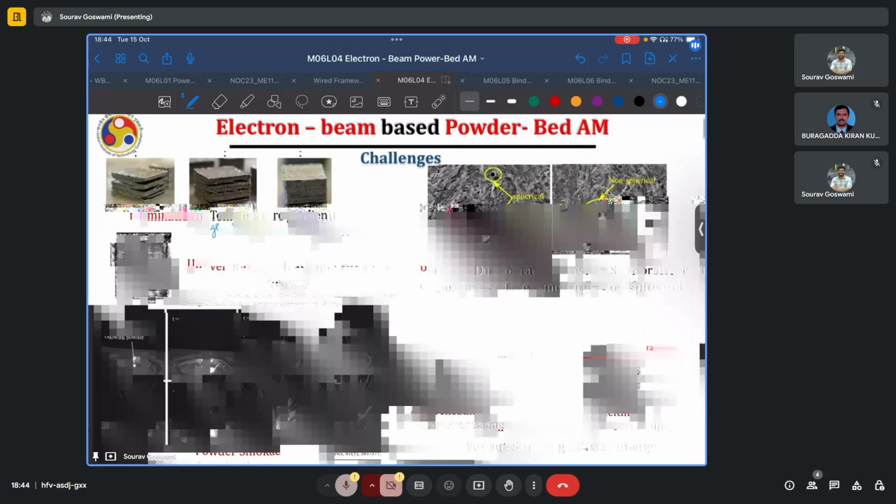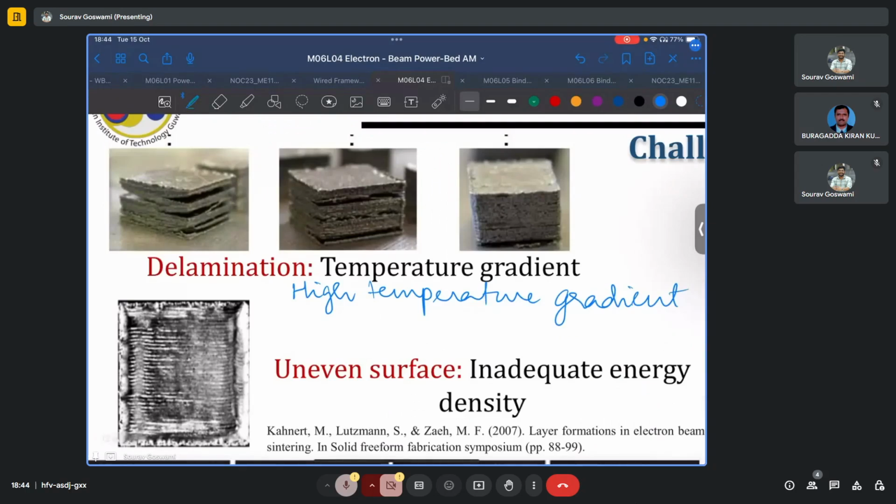Now, such temperature gradients typically will result in delamination, as can be seen here. So, this delamination can be between the build plate and the first few layers, or it can also be between the layers of the build, such as shown here. And here it is between the build plate and the first layer.